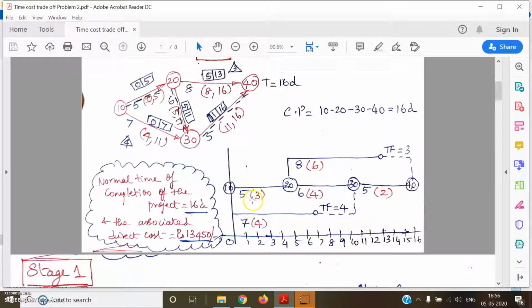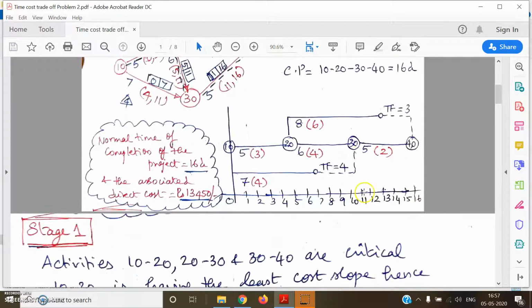That means 2 days of crashing is possible in 10:20. Similarly, 10:30 is having a normal time of 7 days. It can be crashed to 4 days. That means 3 days of crashing is possible in 10:30. 20:30, 2 days of crashing is possible. 20:40, again 2 days of crashing is possible. 30:40 also has 3 days of crashing possibility. Okay, so this we have to incorporate in this square network.